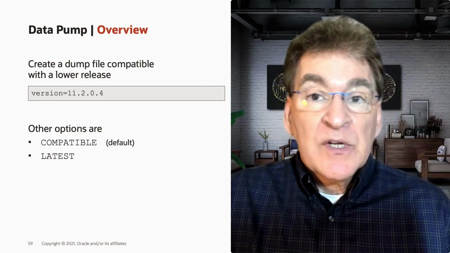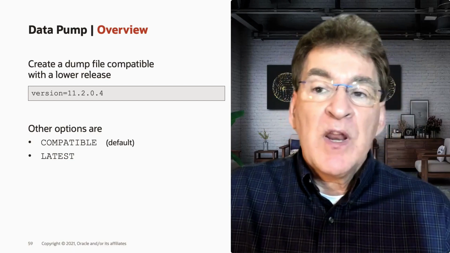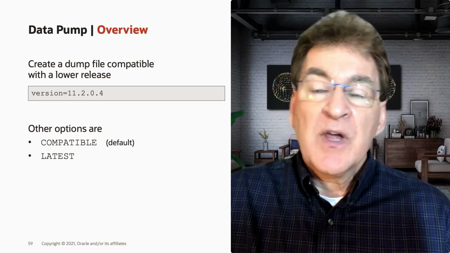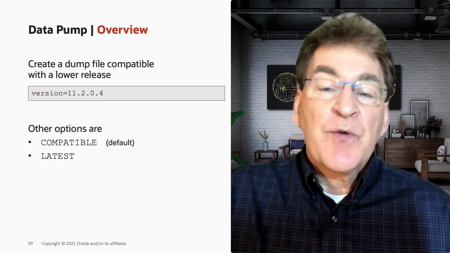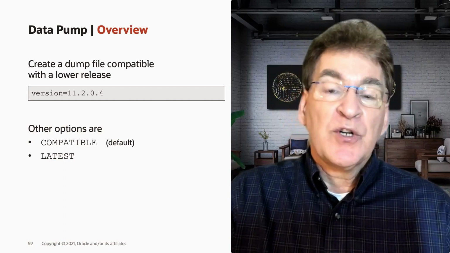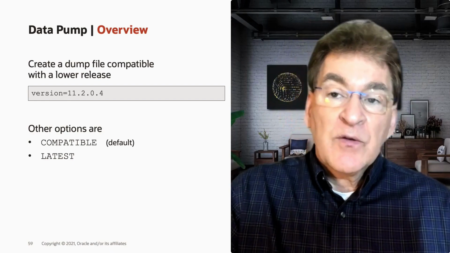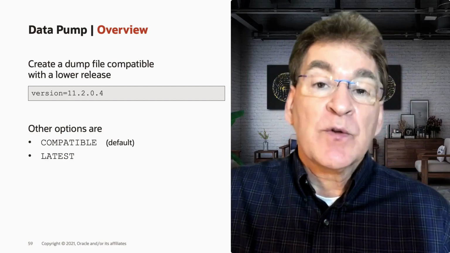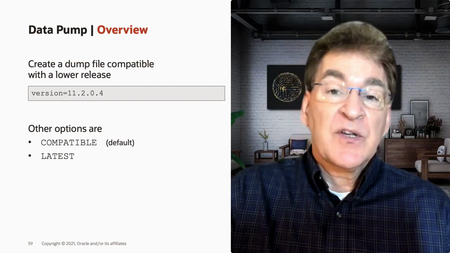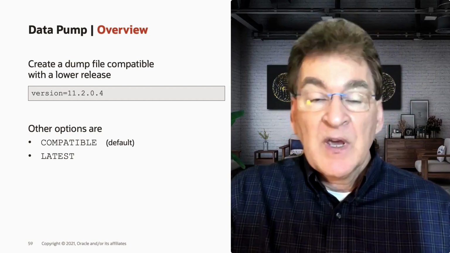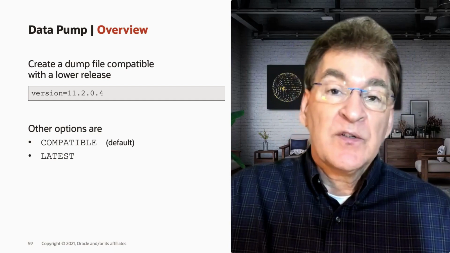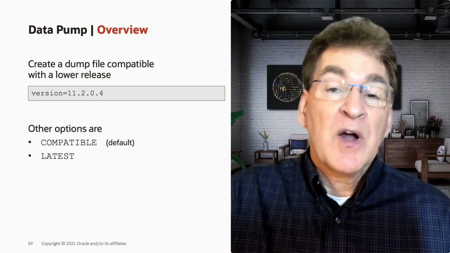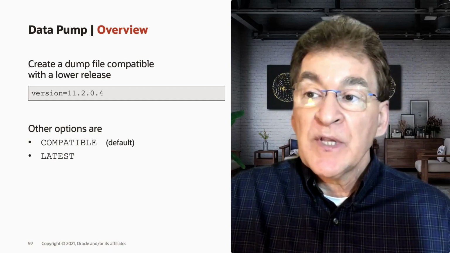Why might you want to do this? Well, let's say you upgraded to 19C, but you left compatible at 12.2. You could set version equals compatible to create a 12.2 dump file. The other option, of course, is you can choose version equals latest to create a dump file that's consistent with the version of your database. In this case, the version of the metadata and of the SQL DDL commands correspond to the database release regardless of its compatibility level.